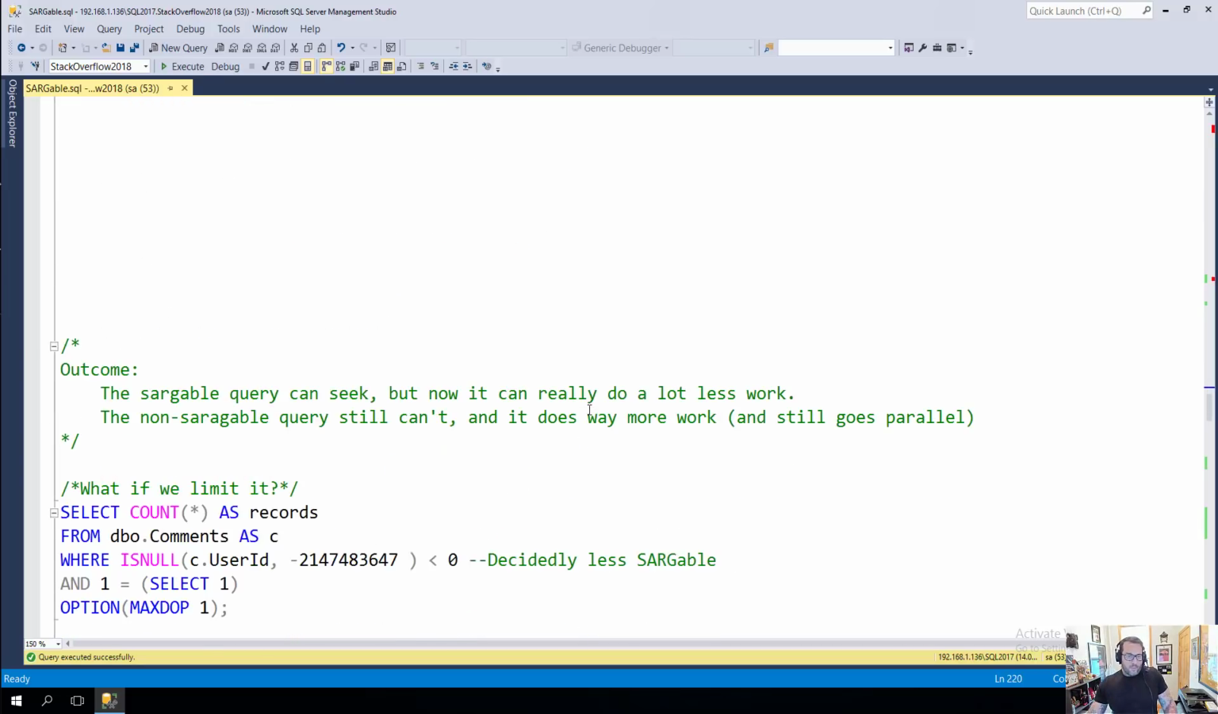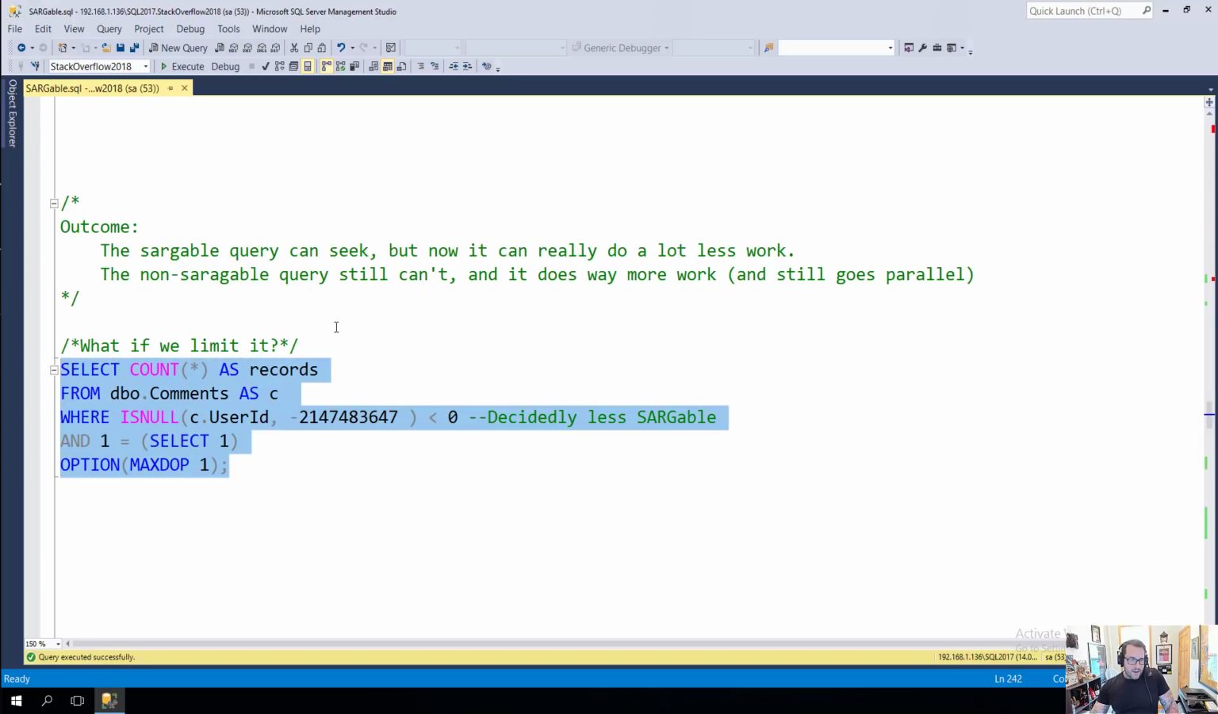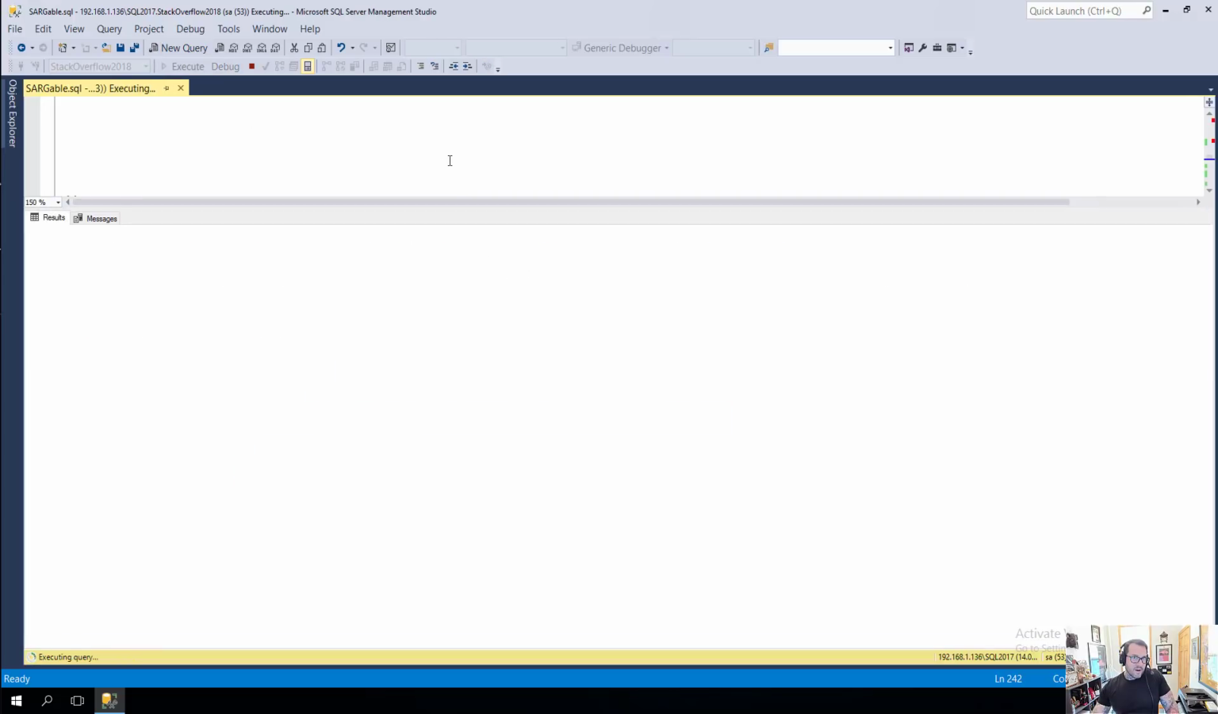So, what we know so far is that the sargable query can seek, and now it can really do a whole lot less work. When that non-sargable query does the scan, it goes parallel and uses a whole bunch of extra resources. If we limit that non-sargable query to MAXDOP 1, if we say no, you can only use 1 core here rather than go parallel, you'll start to see why things are a little bit wonky. So let's go look at the Messages tab.